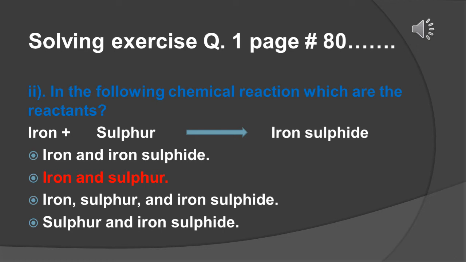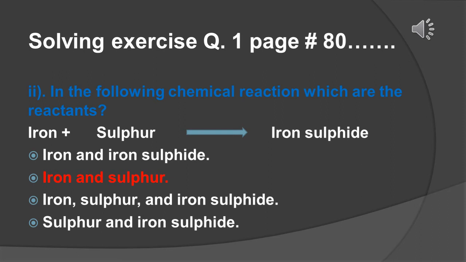In the reaction given on screen, you can see iron combines with sulfur, and as a result a compound named iron sulphide is formed. We are asked in the statement to find out the reactants in the given word equation of the reaction. Option 1 is iron and iron sulphide. Option 2 is iron and sulfur. Option 3 is iron, sulfur, and iron sulphide, and lastly option 4 is sulfur and iron sulphide.